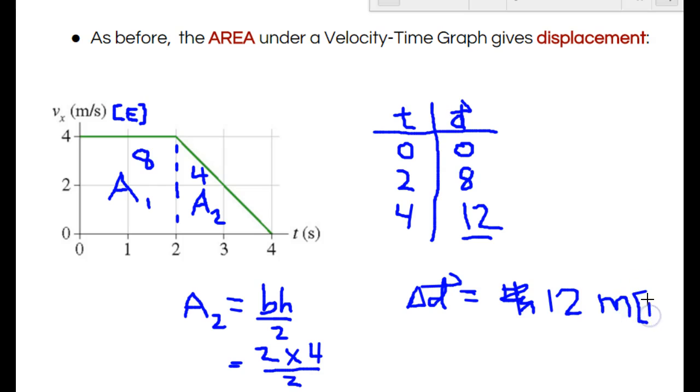What I've also enabled myself to do is, with this table of values, I could take that data, the 0, the 2, and the 8, and then the 4 and the 12, and create a PT graph. So let me try to sketch that out to show you what that would look like. Oopsies, there we go.